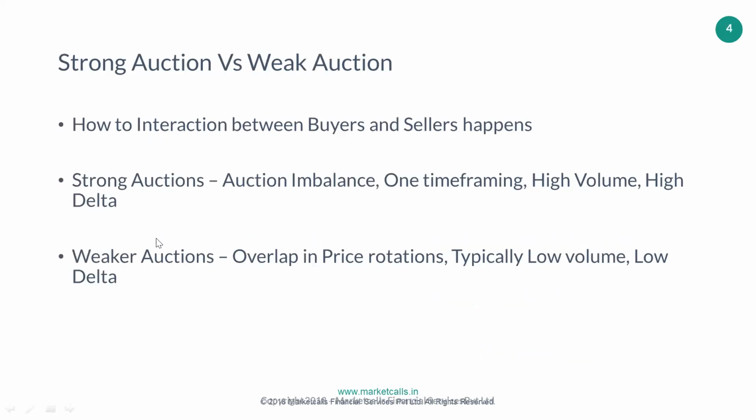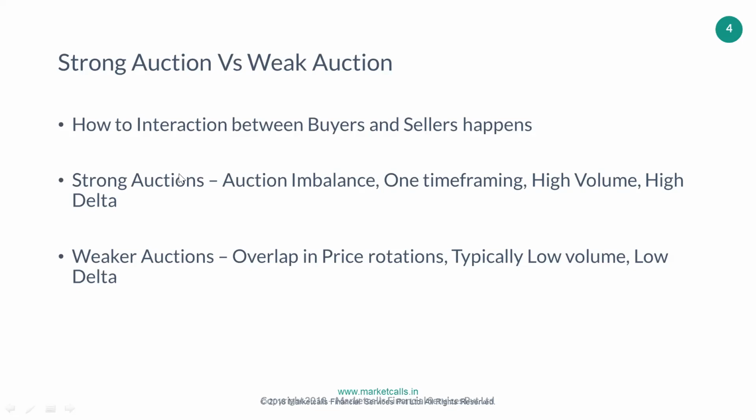So, let's move on. Strong auction and weak auction is a very basic foundation to understand how the interaction between buyers and sellers happens. Strong auctions are characterized by auction imbalance, typically one time framing, and typically high volume and high delta. These are the characteristics of stronger auctions. The weaker auctions will have overlap in the price rotations, typically low volume and low delta.